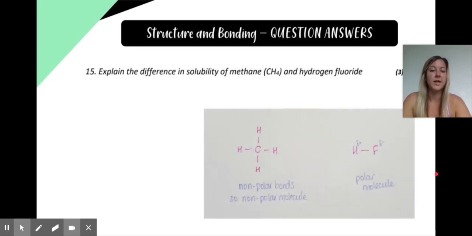So I have drawn out both of these molecules. Methane, as we know, is a non-polar molecule. The carbon to hydrogen bond is non-polar. So we have methane as a non-polar molecule, and then hydrogen fluoride. Fluorine is extremely electronegative, so it has a delta negative. Hydrogen has a delta positive. We therefore have a polar molecule.